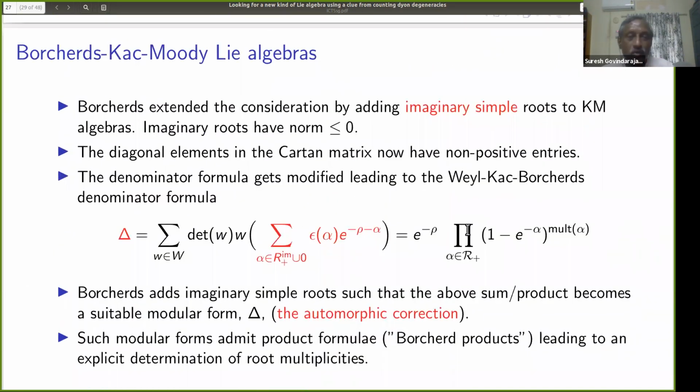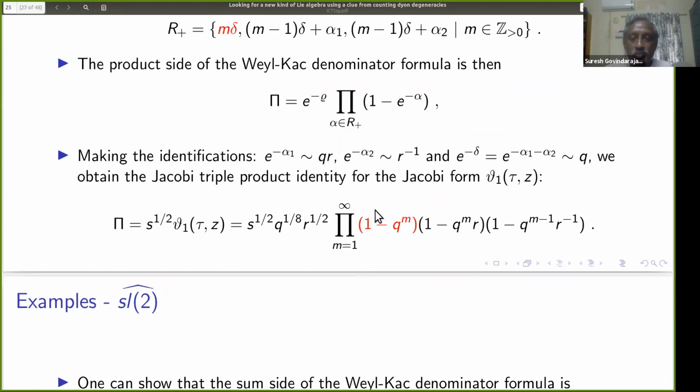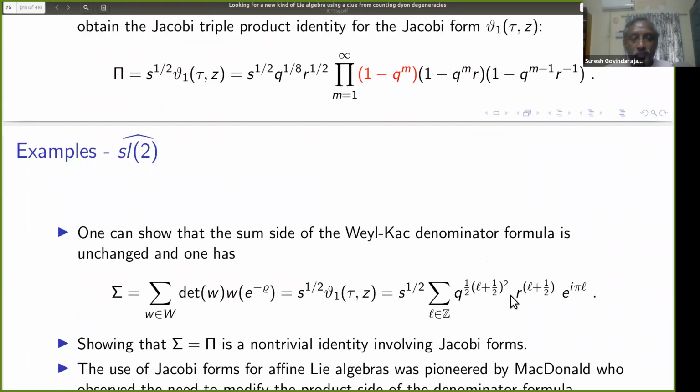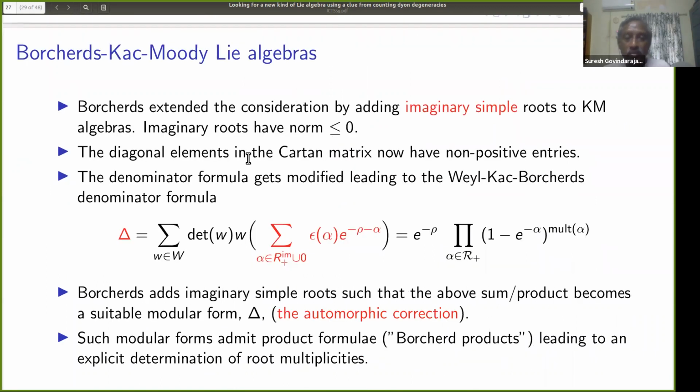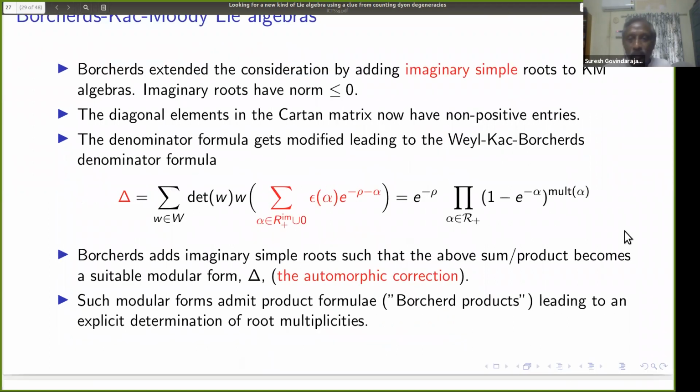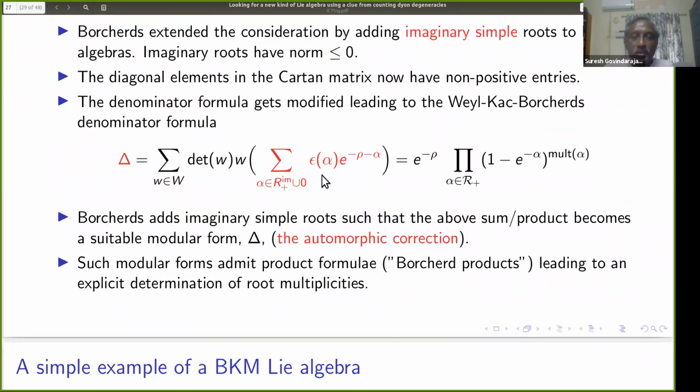Okay, so Borcherds now. So far we had imaginary roots, but these were not simple. Borcherds asked, can we add imaginary simple roots to Kac-Moody algebras? Imaginary roots have norm square less than or equal to 0. Now, if you add these, the diagonal elements in the Cartan matrix can also have 0 or negative entries.